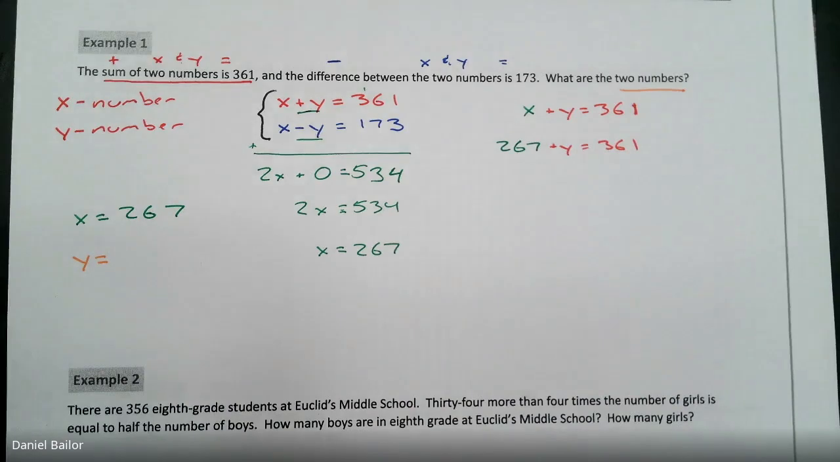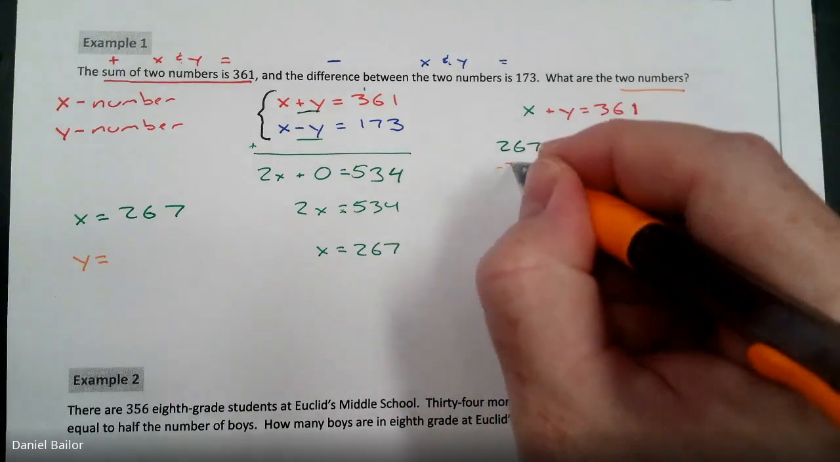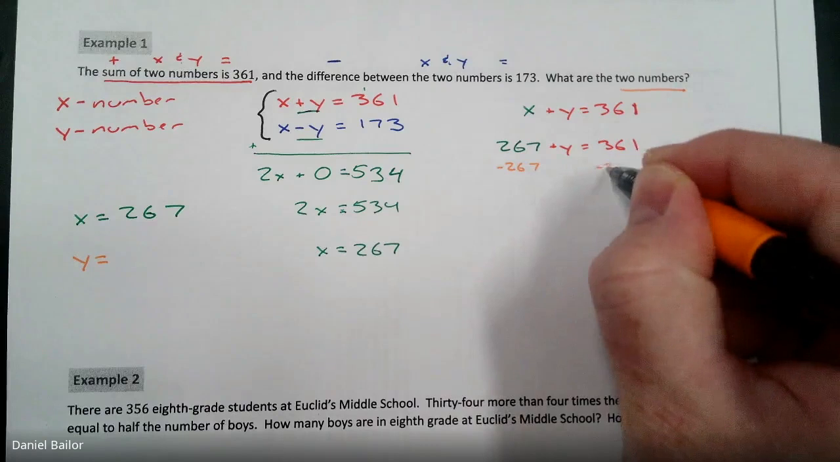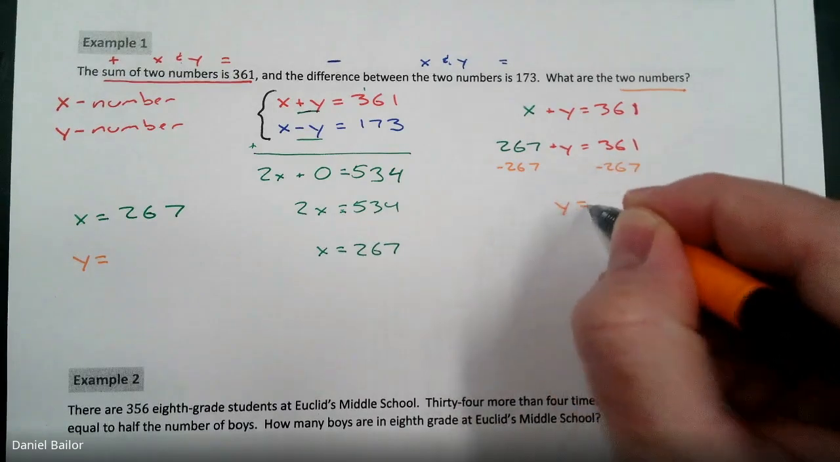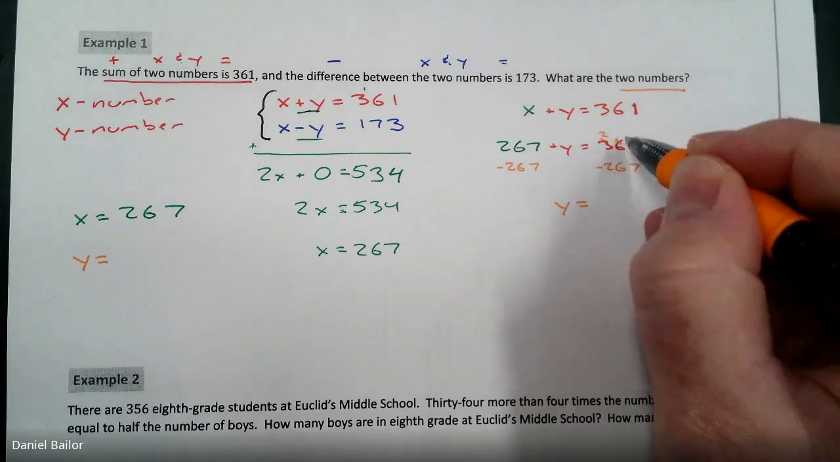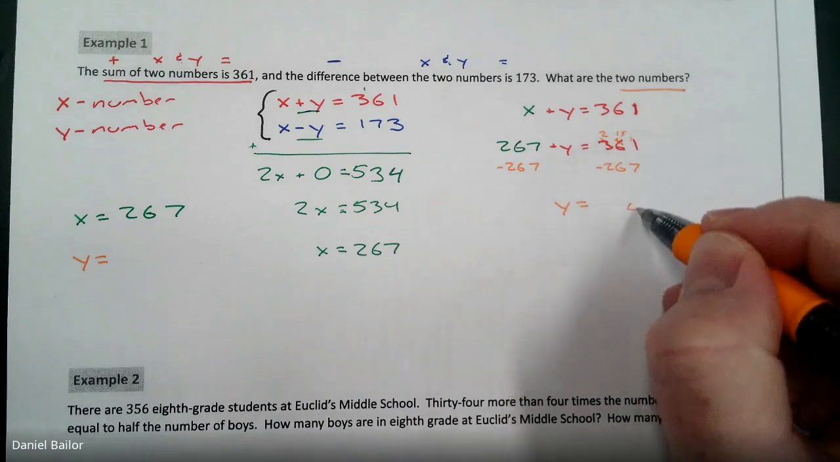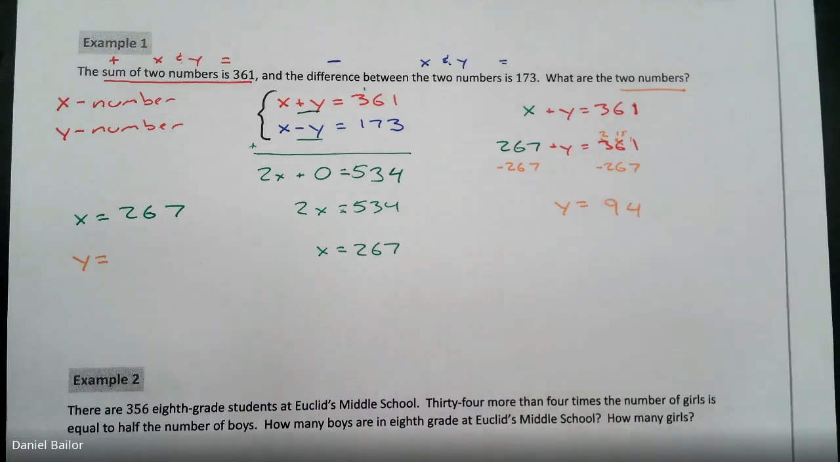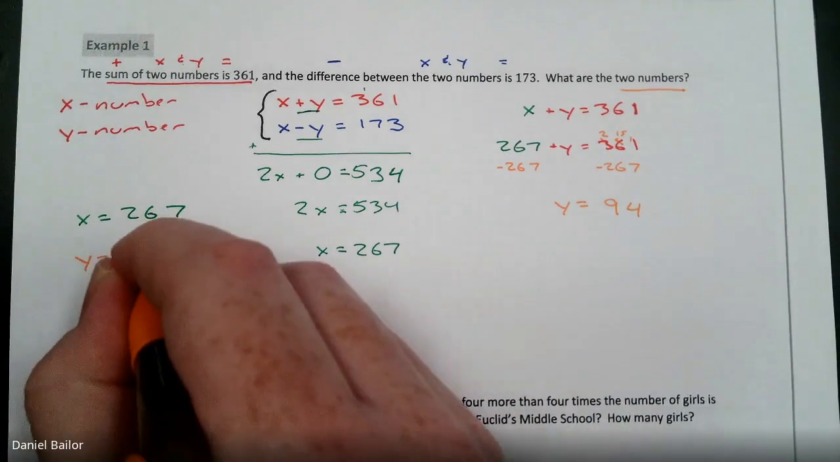So now I need to use my properties to solve this. I'm going to take 267 away from both sides. That gives me y by itself. And 361 minus 267, I have to do some borrowing. I get 94. So y is 94.